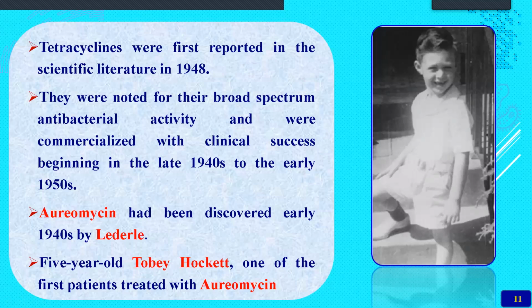Aureomycin was discovered in the Lederle laboratory, and the patient was a 5-year-old girl, Toby Hackett. She was suffering from bacterial meningitis and was treated with aureomycin, the first tetracycline. She was unable to respond to penicillins and streptomycin, etc. Hence, she is the first patient of the Lederle laboratory, and she was treated with a variety of antibacterial drugs.